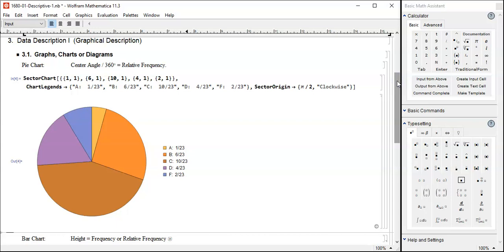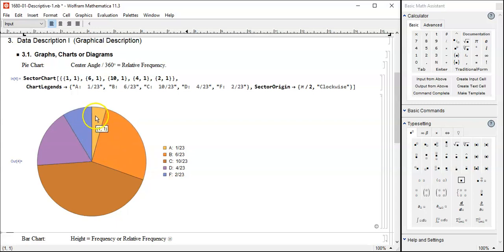Let's consider a hypothetical class, and in that class, 1 student earned an A, 6 students earned a B, 10 students earned C, and 4 students earned a D, and 2 students failed out of total 23. And this pie chart is associated to that data.